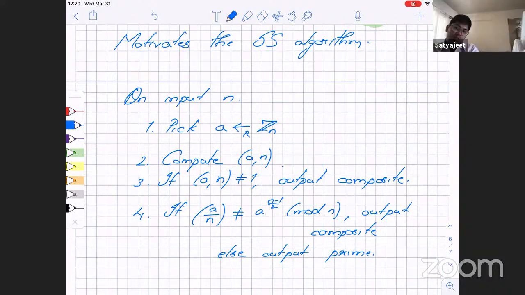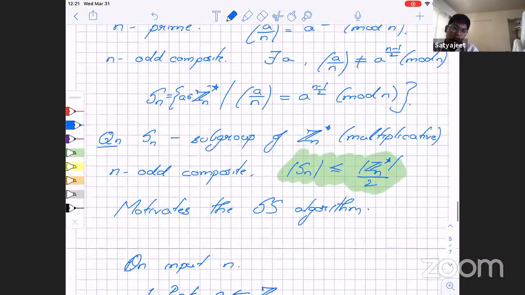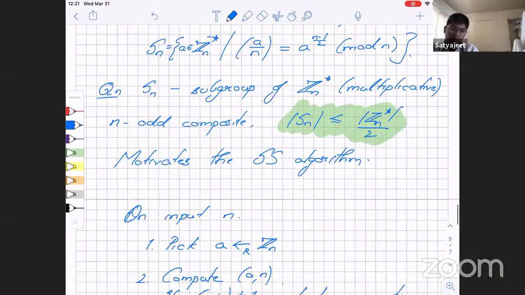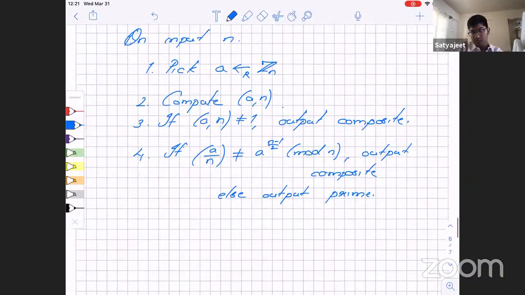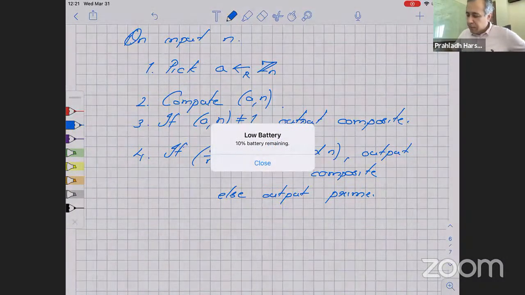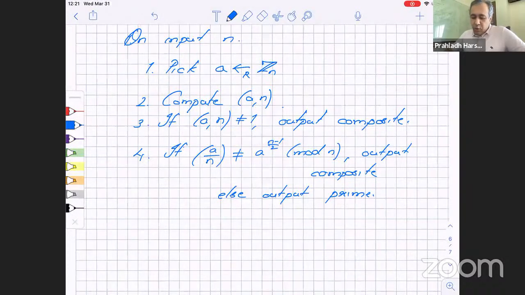Could you just go to the top where you defined Sn? So let's just stare at this algorithm for a while. What does this algorithm do? If n is prime, what does this algorithm do?